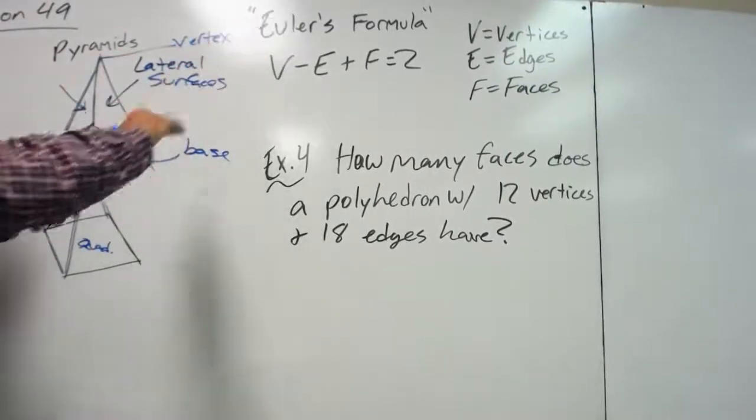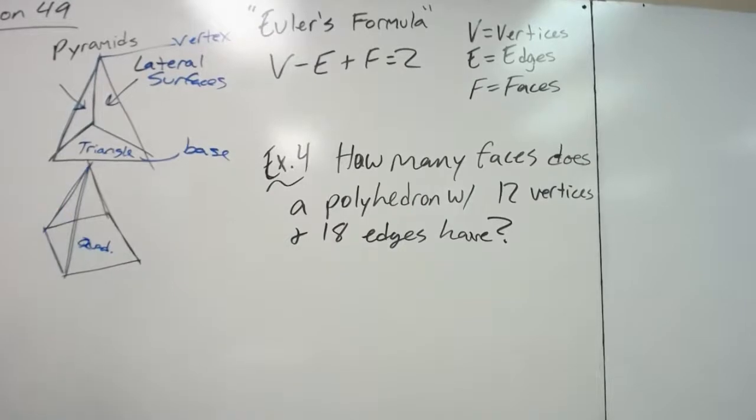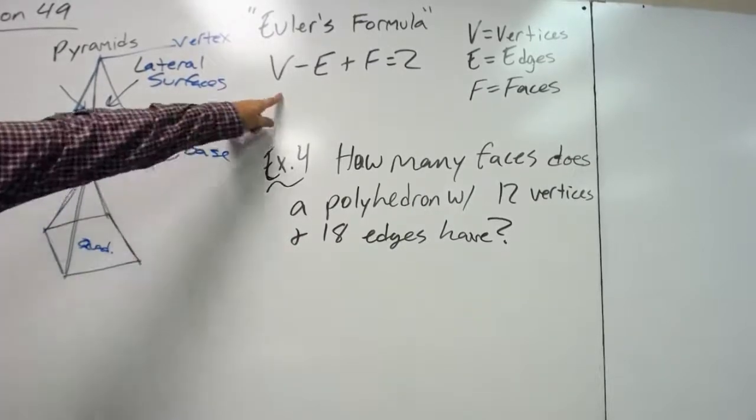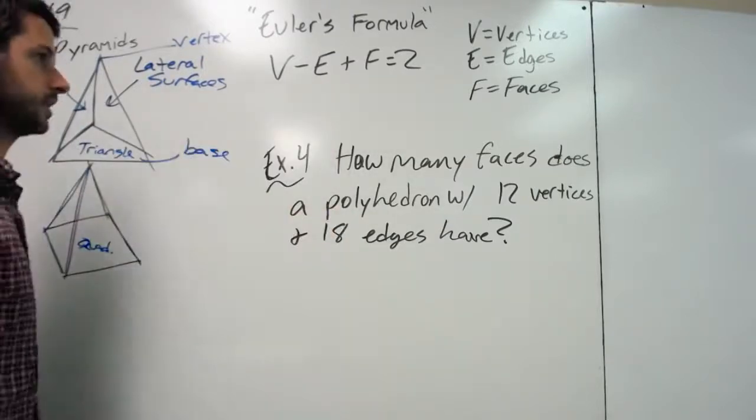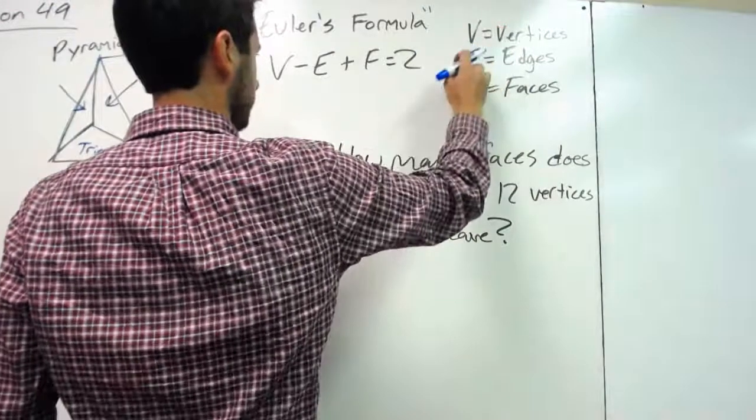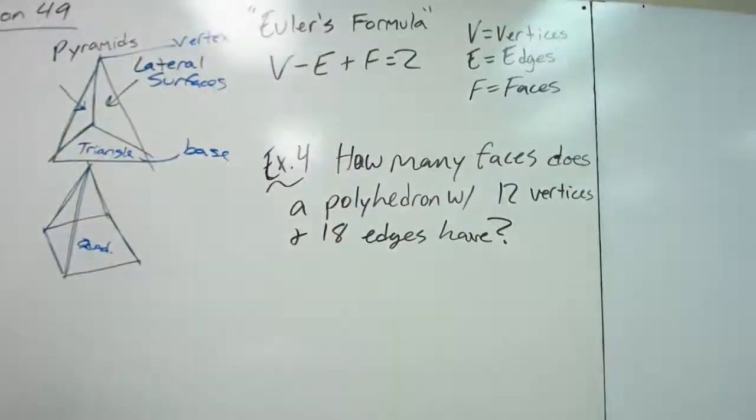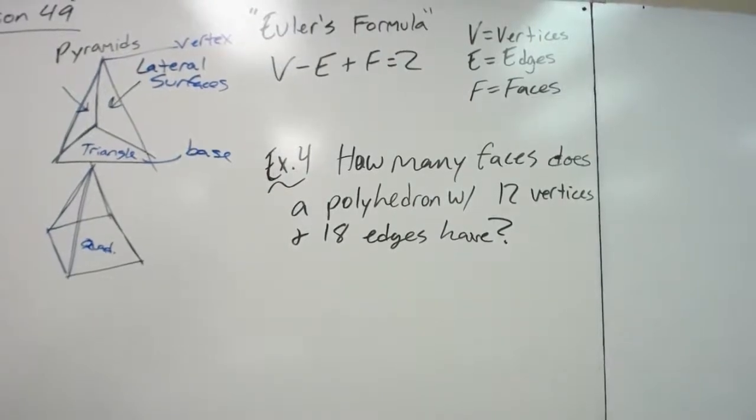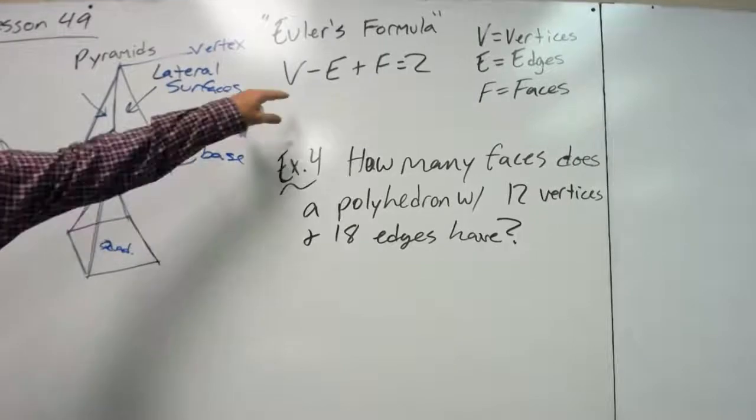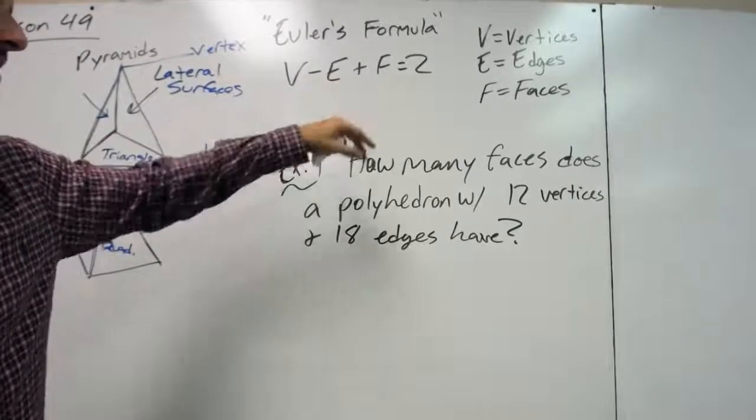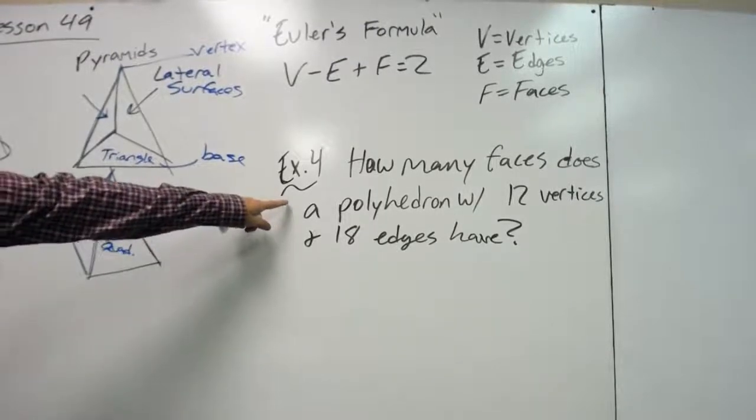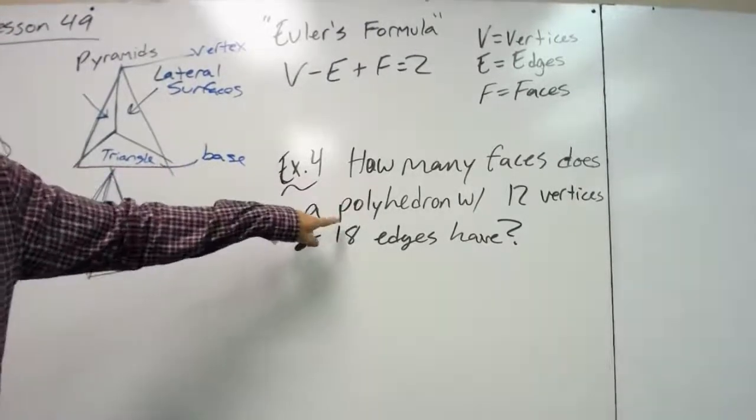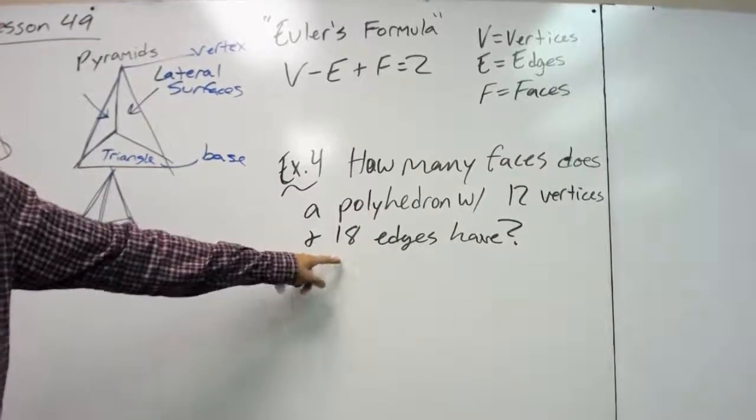It looks like Euler's, but it's pronounced Euler's formula. That formula is V minus E plus F equals 2. Now what all those letters stand for: V is for vertices, E is for edges, and F is for faces. You would use Euler's formula to find the amount of vertices, edges, or faces in a polyhedron. So let's look at an example. Example 4 says, how many faces does a polyhedron with 12 vertices and 18 edges have?